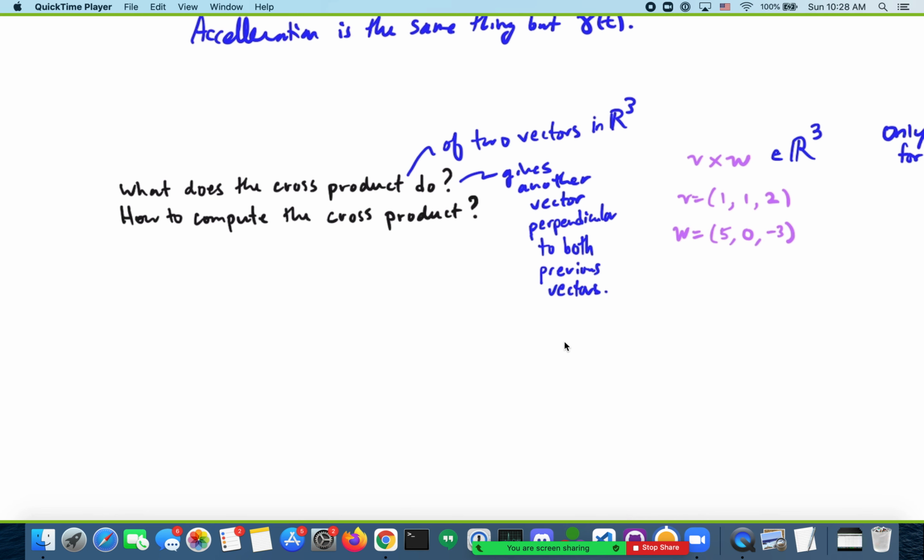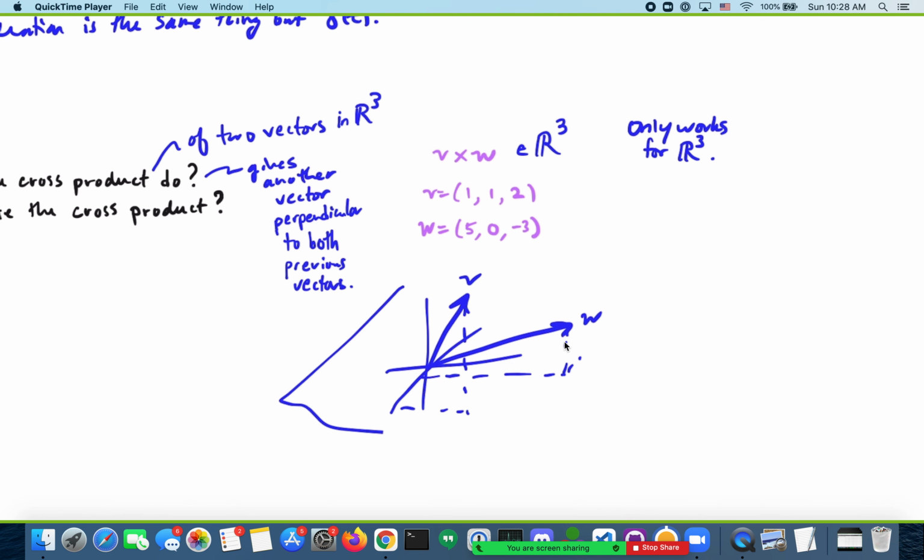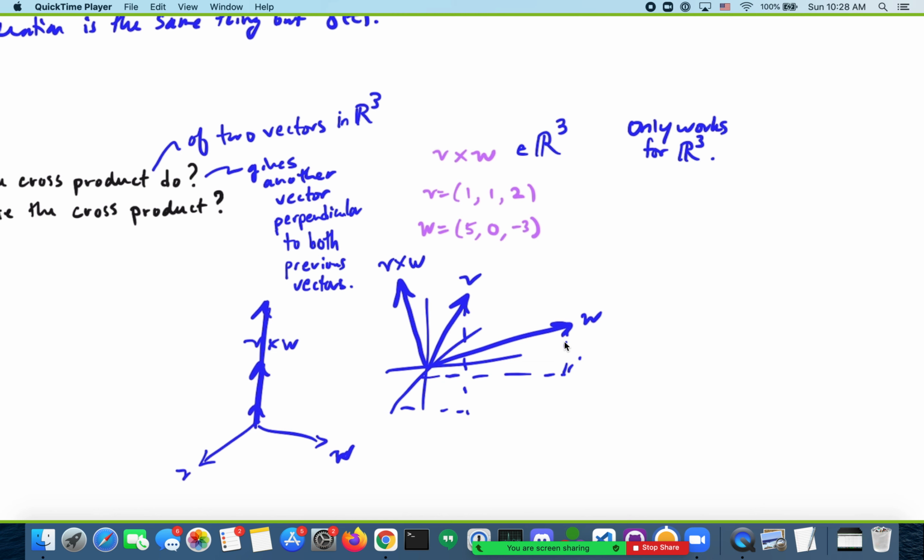Okay, so if V and W are two vectors, maybe this is V, maybe this is W. Then you can imagine that they span a plane together, and V cross W will be orthogonal to that plane. This is hard to draw, but these are supposed to be orthogonal vectors. So if V was there, W is there, then V cross W might be there. And it might have a different length. It might be short, it might be long. And we're going to see how that works in a moment.